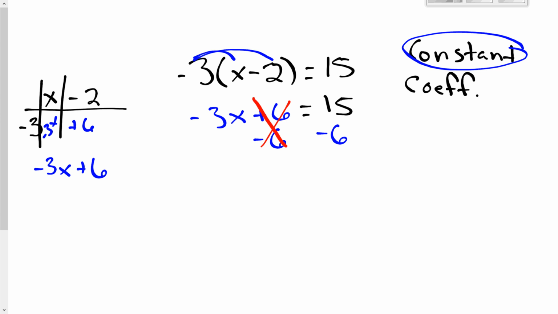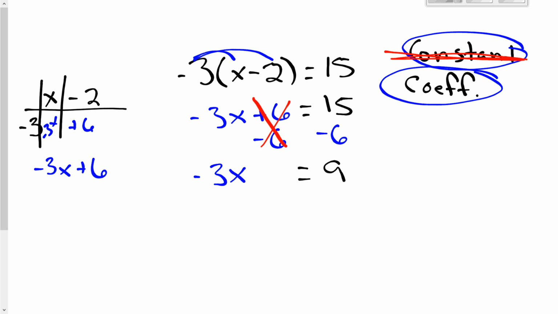These will cancel because plus 6 minus 6 is 0, but I'm still left with a negative 3x here, equals 15 minus 6 is 9. Now my constant is gone. I can move on to my coefficient.